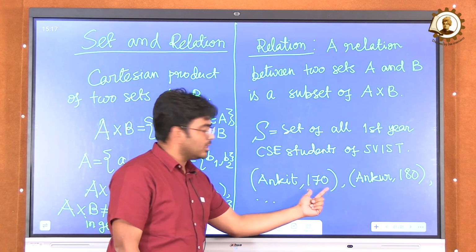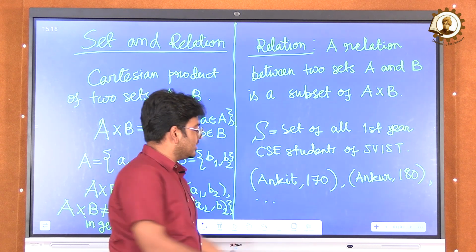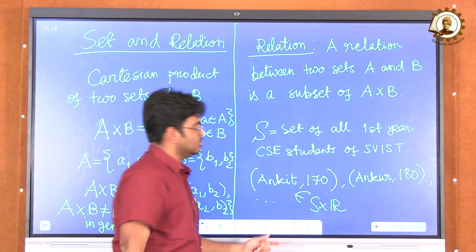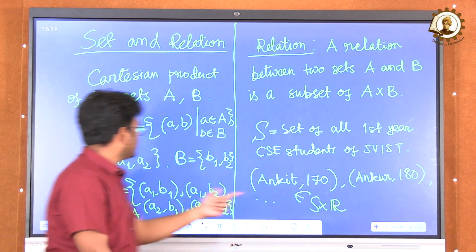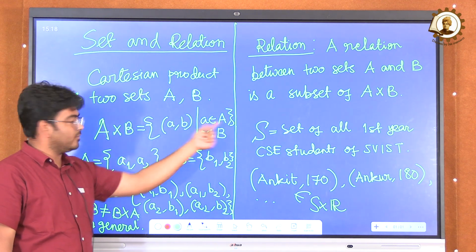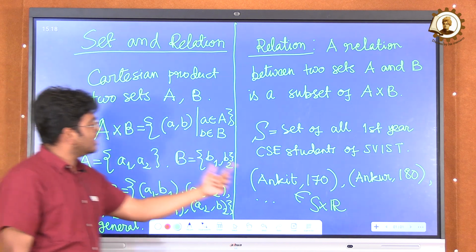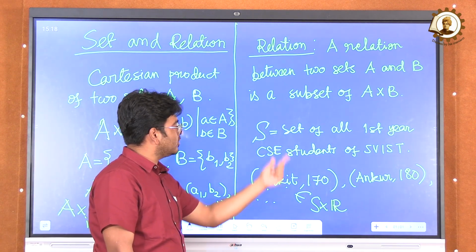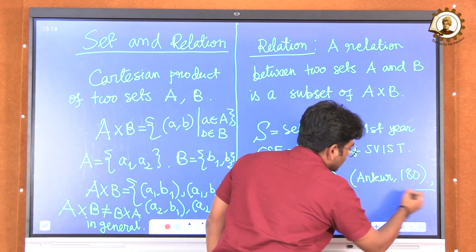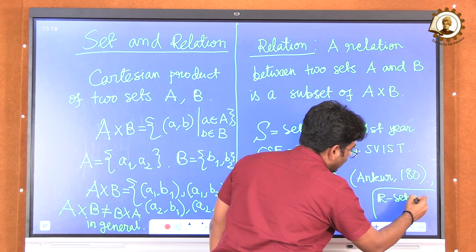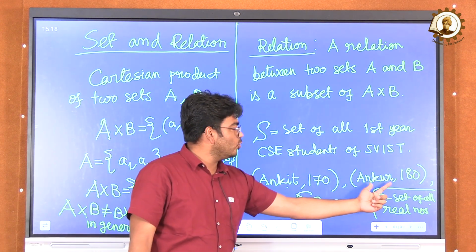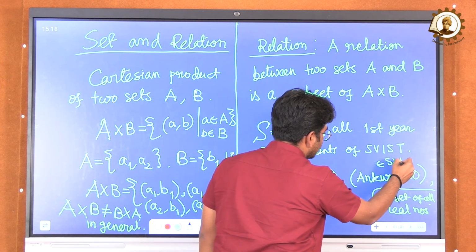Now (Ankit, 170) is an element of the set S cross R. It is easy to understand because we define A cross B to be the pairs (a, b) where the first coordinate comes from the first set and the second coordinate from the second set. Here Ankit comes from S because Ankit is a first year CSC student, and 170 comes from the real number set, where R is the set of all real numbers. Similarly, (Ankur, 180) is also an element of S cross R.